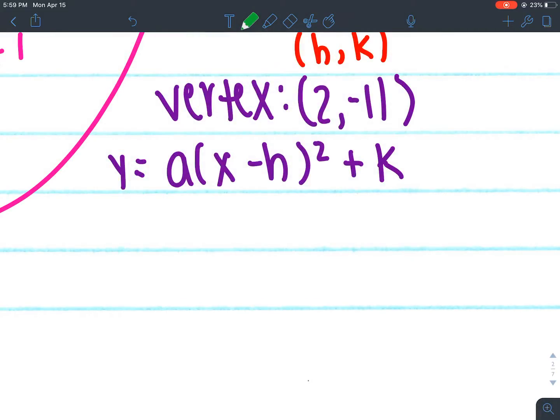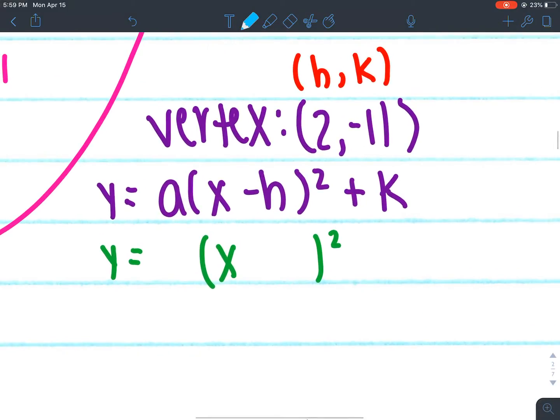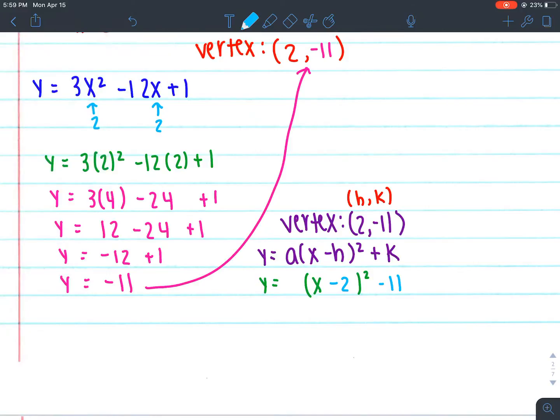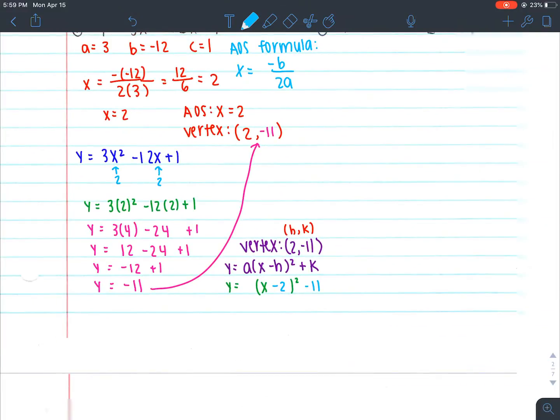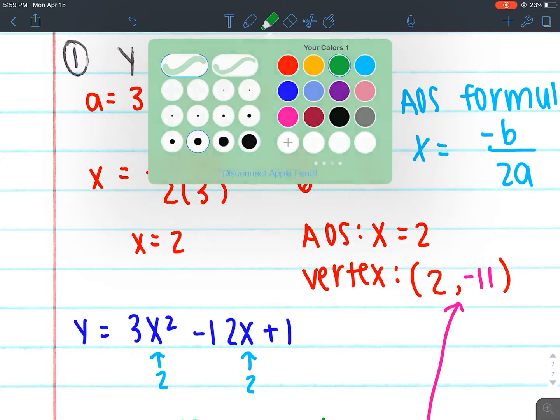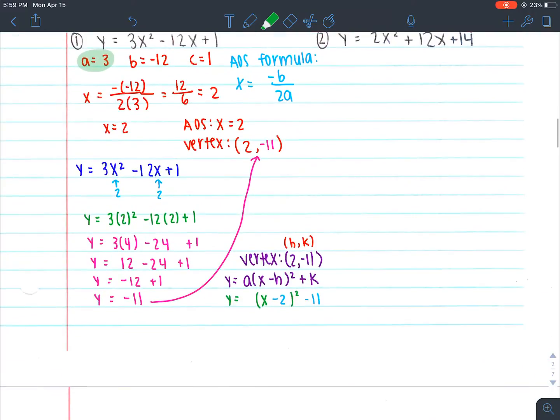Now, remember, every equation, every function has an input and an output. So you need to keep the x and y there. So these guys will stay the same. Nothing will happen with these guys. These will always be there. Now, my h in my vertex is 2. So when I plug it in, it's going to be minus 2. And then my k is going to be negative 11. Now, the only variable I haven't put in is a. Remember, a in both forms is exactly the same. So what was my a in this problem? My a was 3. So that's what I'm going to plug in over here.